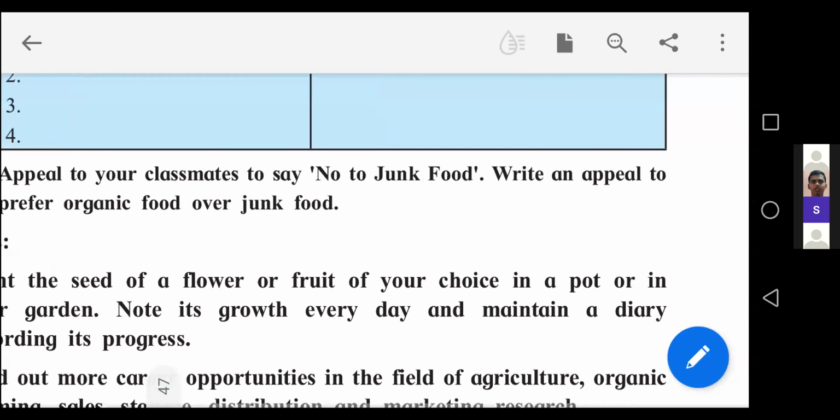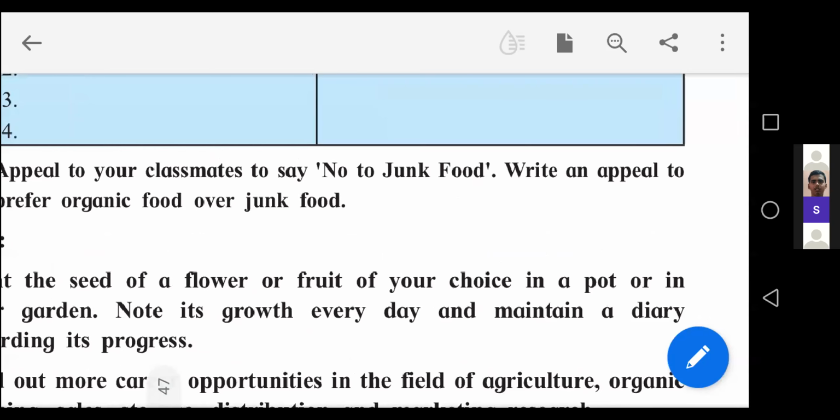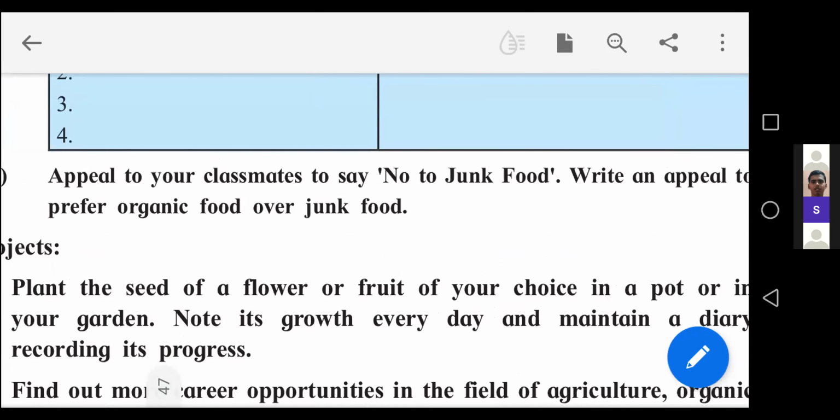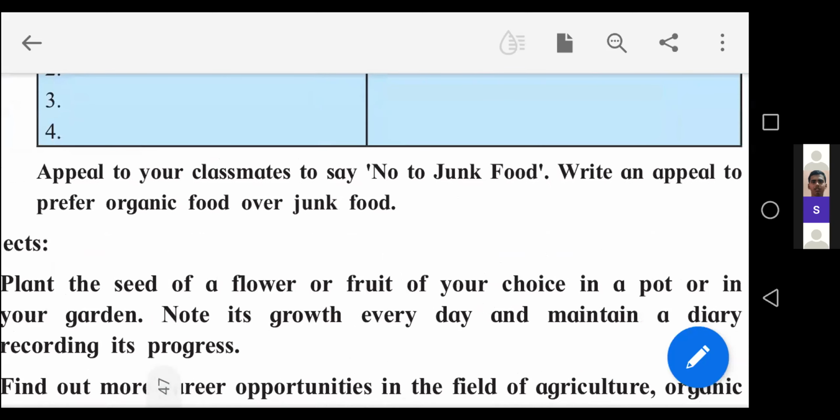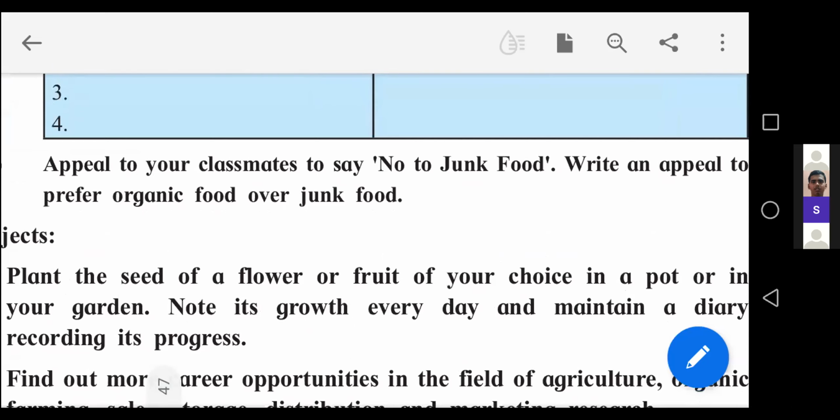Okay, students, can everyone see this question? Appeal to your classmates to say no to junk food. So write an appeal to prefer organic food over junk food. This should be your question that I expect you to answer, right? And the remaining writing skills provided in this lesson itself, we will be discussing in the next class. So I'll just end the session. And if you have any queries, you can let me know. Okay, students?